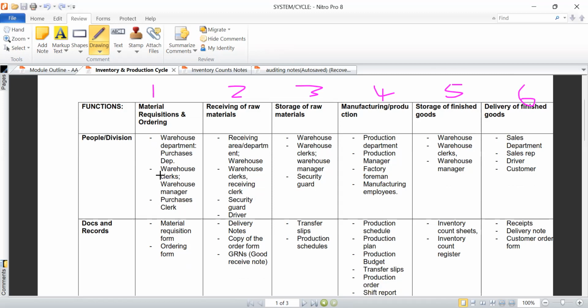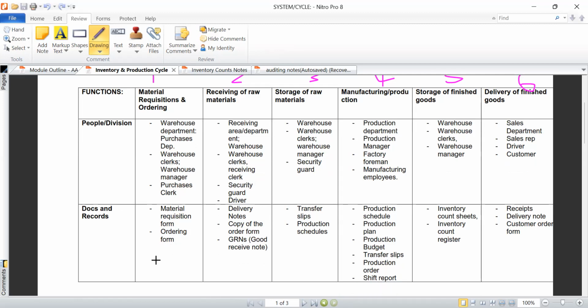So what form of documents do these people use? From the warehouse department, we're going to receive an initiated material requisition form. This is just an internal document that authorizes ordering of raw materials with a supplier. So without a material requisition form, purchase orders for raw materials cannot be initiated. We need to have an accompanying material requisition form for purchases of raw materials to be performed. Then another document, obviously, is the ordering form, which is basically the purchase order form.